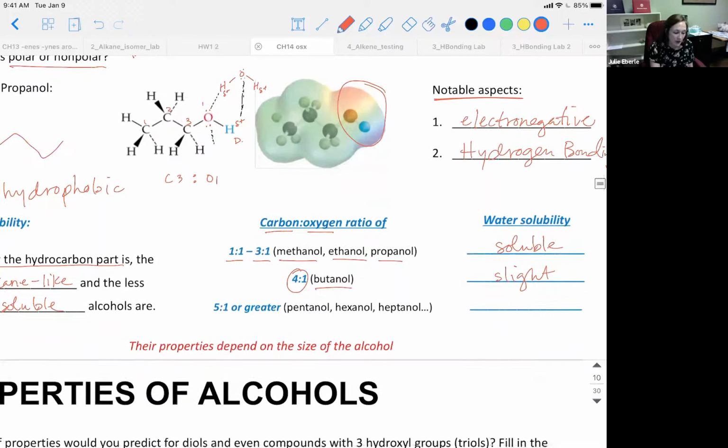But if that hydrocarbon is longer, meaning 5 carbons in the hydrocarbon portion or even longer, so pentanol, hexanol, heptanol, or greater, it is not soluble. So alcohols are really high maintenance. It depends what the rest of the molecule looks like. So their properties depend on the size of the alcohol. Does that make sense?